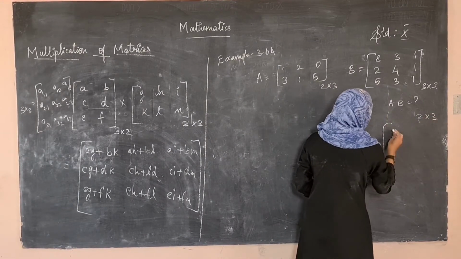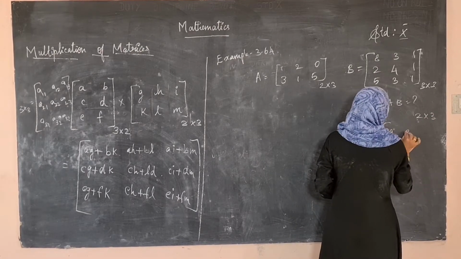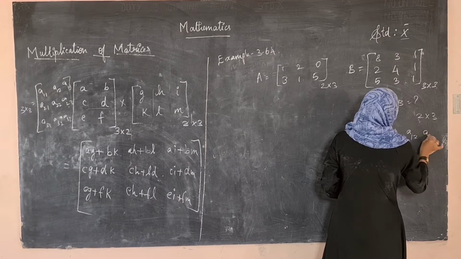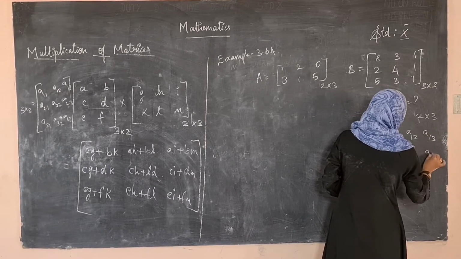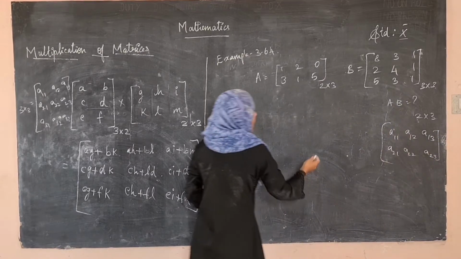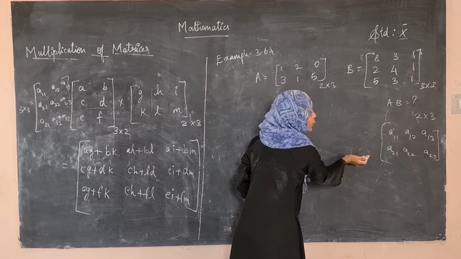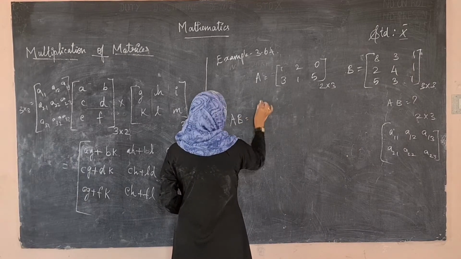2 cross 3 means 2 rows and 3 columns. That is A11, A12, A13, A21, A22, A23. Right, 2 rows and 3 columns. Okay, AB should be of this form, that is 2 cross 3 order. Okay, now shall we compute AB?